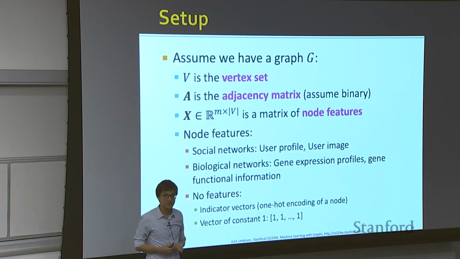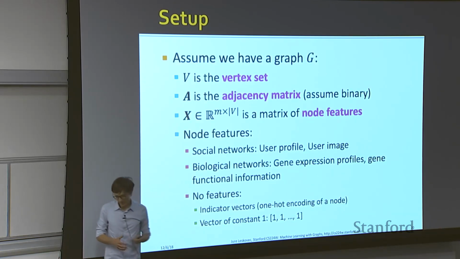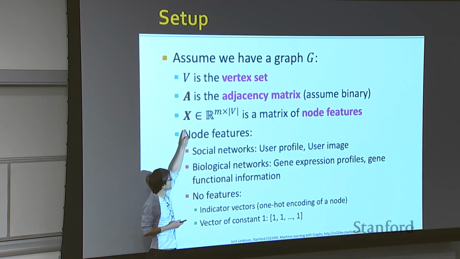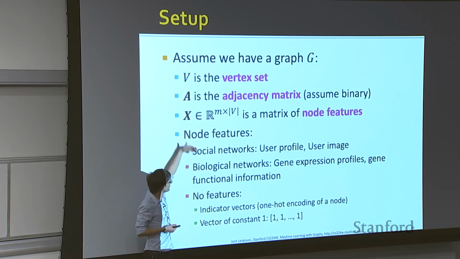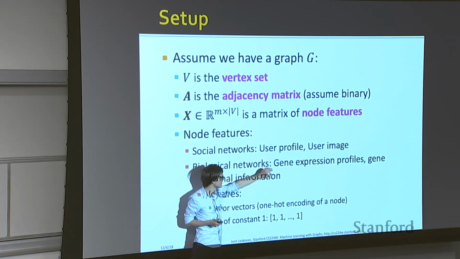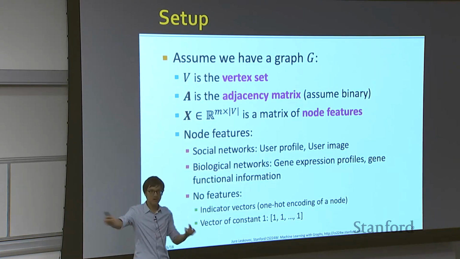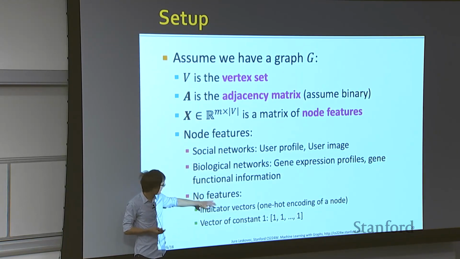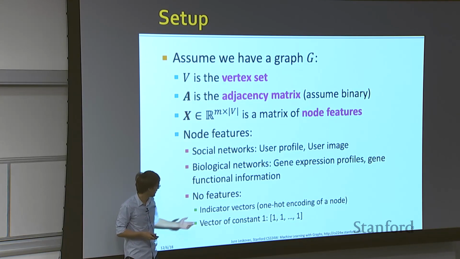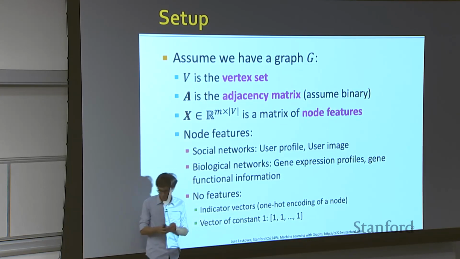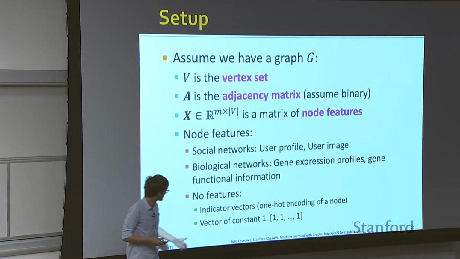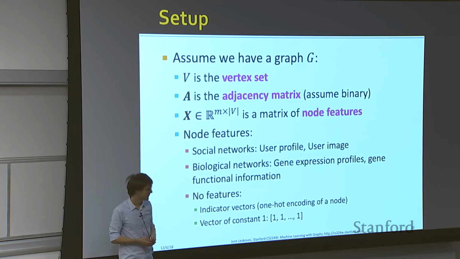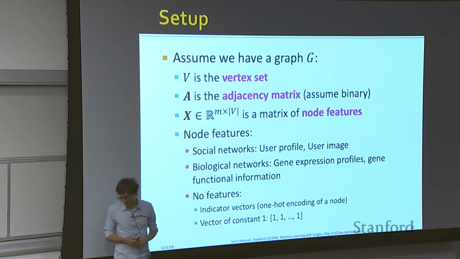So here is the setup for the rest of the lecture today. We will assume we have a graph that has some vertex set, has the adjacency matrix, and vertices have some set of features. In a social network, features could be a user profile, or the feature vector could simply be the image the user has. In biological networks, this could be gene expression profiles. If we have no features, things can still work. We could, for example, use indicator vectors, one-hot encodings as they are called, of the nodes. We could even use a vector of all constants as a feature vector. This is what people use when they don't have any features.